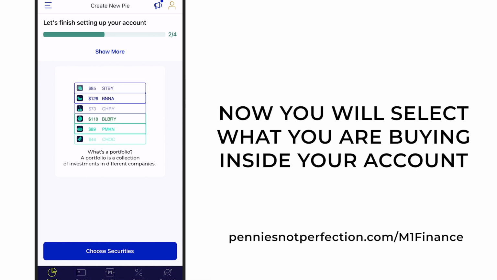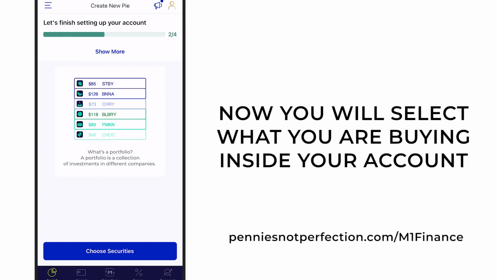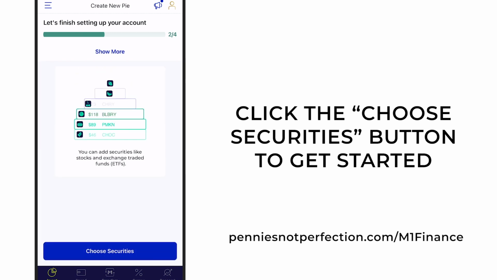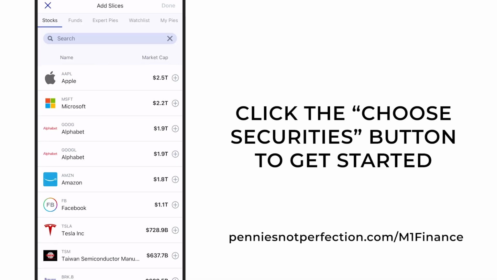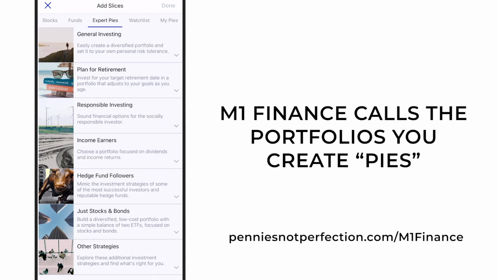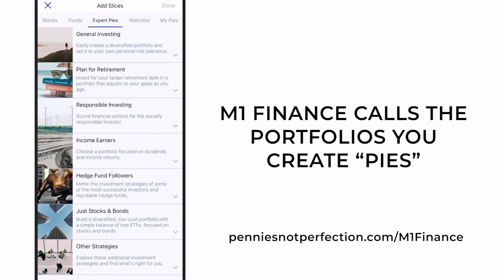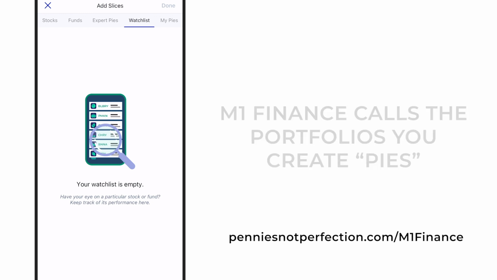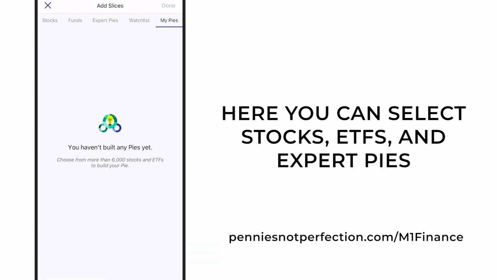The next step for setting up your account is choosing what you're going to invest in. So you'll be on a new screen that says Choose Securities. Click the Choose Securities blue button, and this will take you into the area where you actually build your portfolio and choose what your money is going to buy when it goes into M1 Finance. So here you have a couple different options. You have stocks, funds, and then you have these expert pies that M1 Finance has created to give people a little bit of a jump start if you don't want to create your own portfolio.